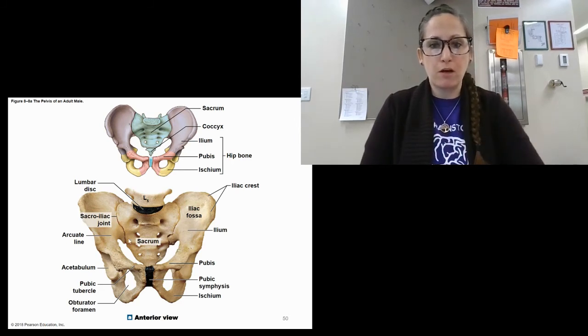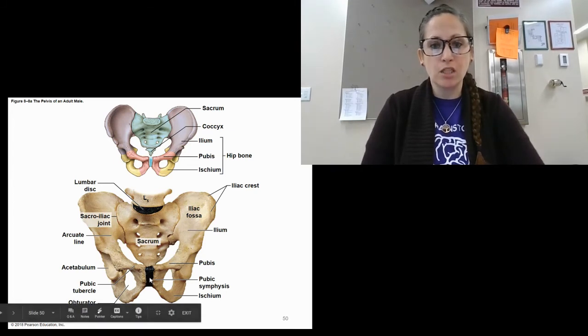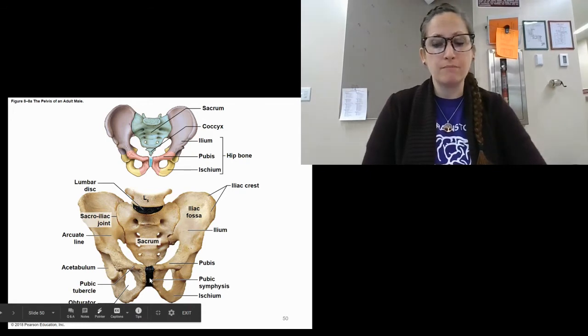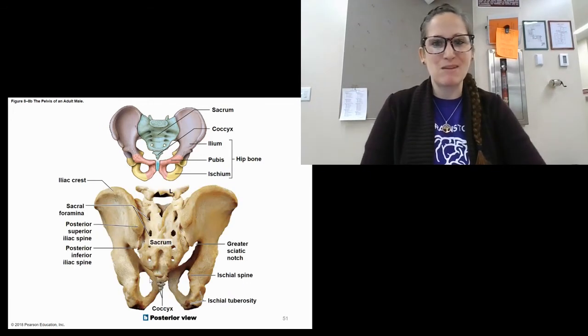Here is a view of the full pelvis, so just a couple of structures I can't show you. There's that pubic symphysis, that piece of cartilage. Important to have cartilage there so that the birth canal is able to open up to allow giant baby heads to make their way out.